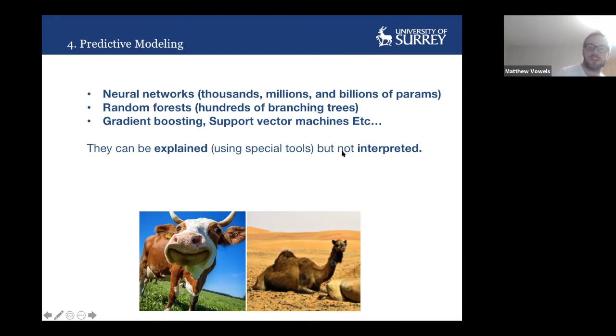But as such, they can't be interpreted because it doesn't help us understand why it's predicting a camel in terms of the data structure externally. All we can do is maybe explain why the model's made that particular prediction by looking at its activations. And it might be that I can see the model's actually using everything about the background to make a prediction, and it's not actually even looking at the camel in the image.